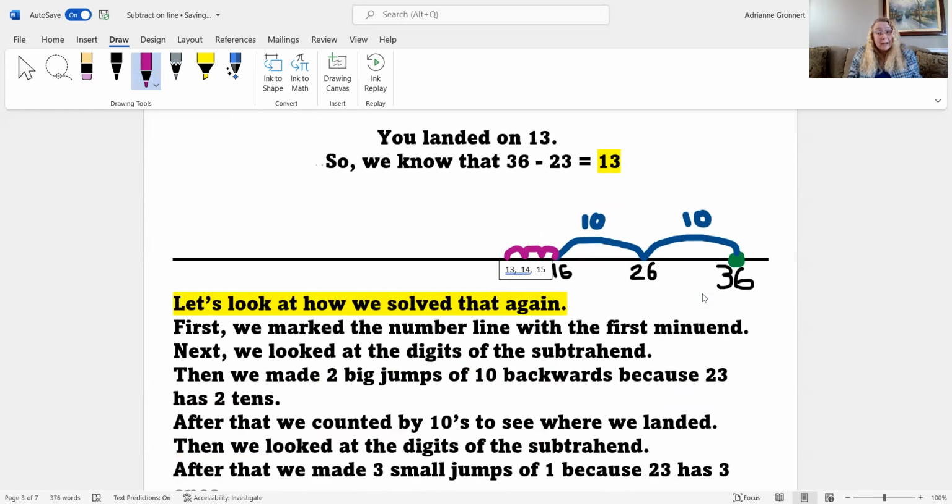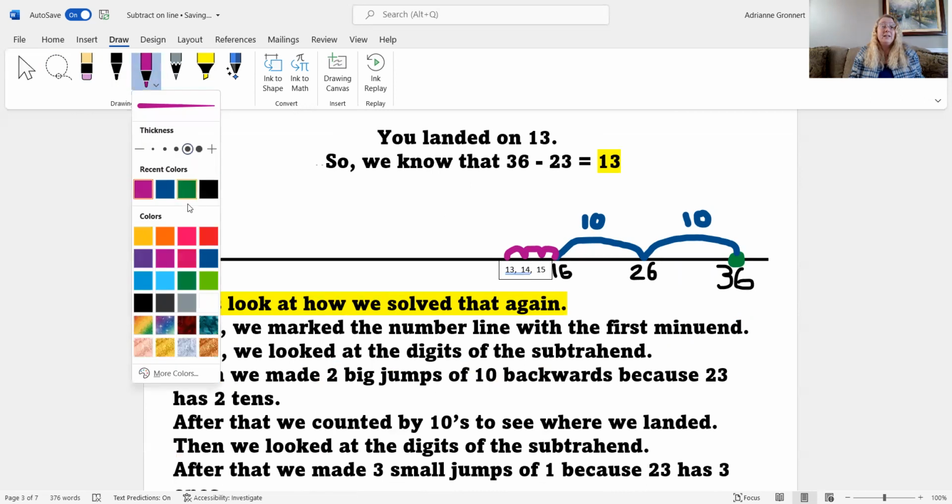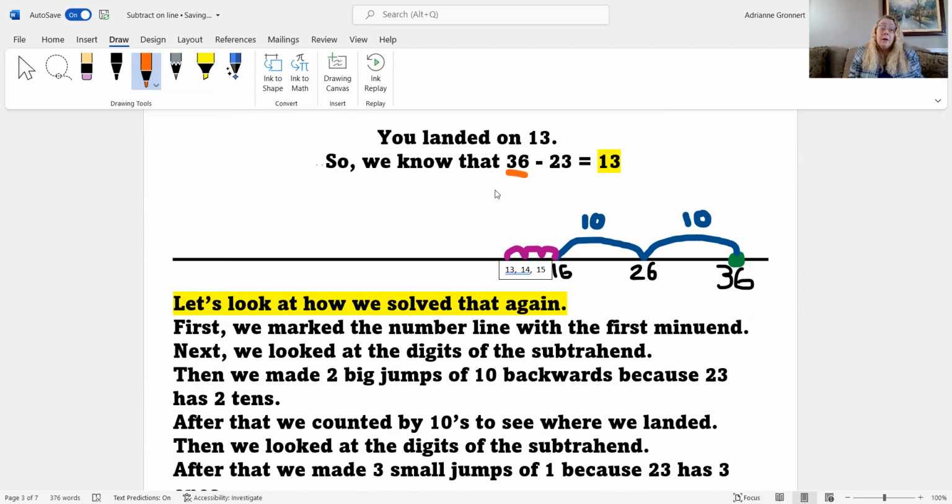This is pretty tricky. So first we marked the number line with the first minuend. That was the number 36. Then we looked at the digits of the subtrahend and we made two big jumps of 10 backward because there are two 10s in the number 23. After that, we counted by 10s to see where we landed.